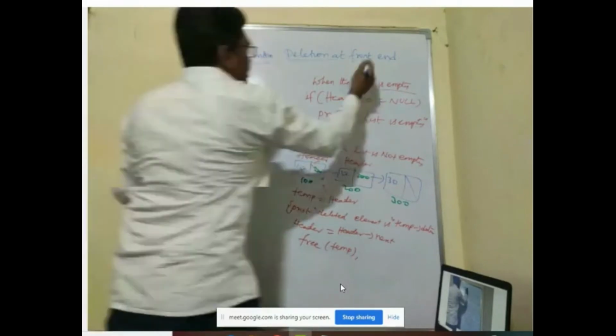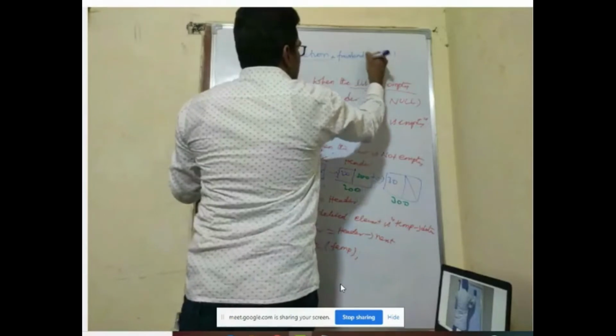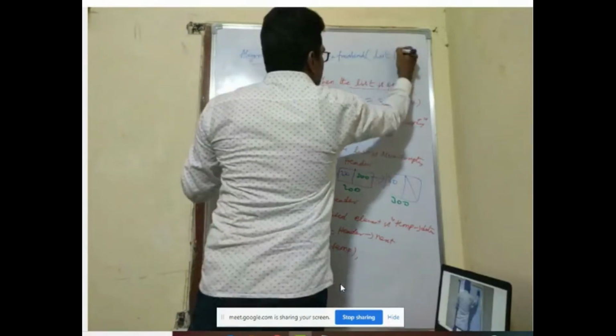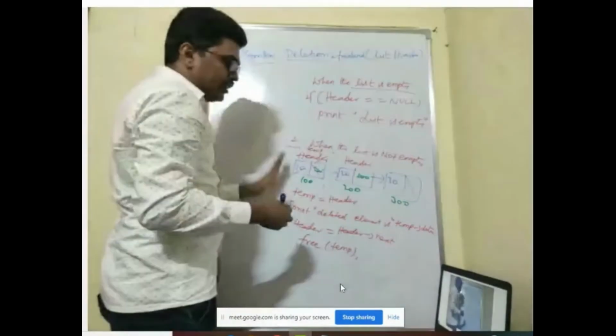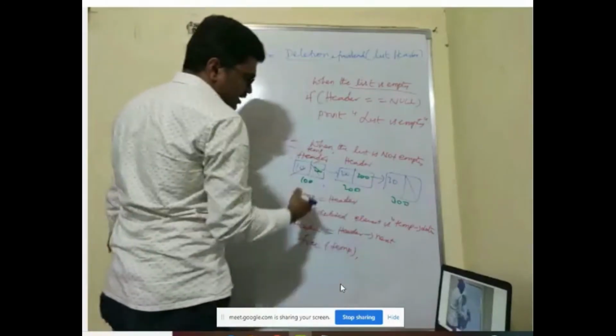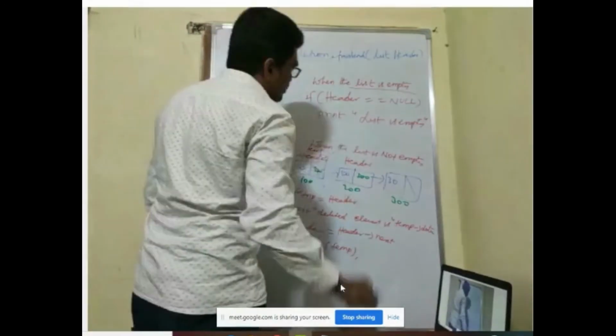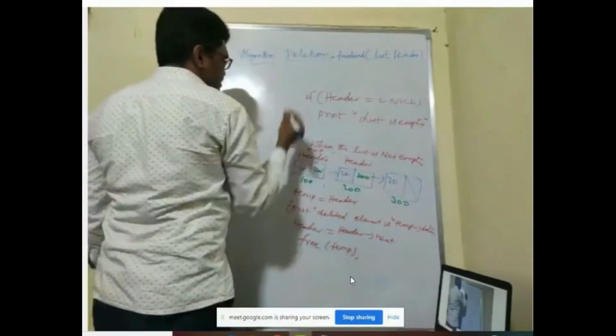Okay, deletion at the front end, same thing: list, header. No need of any item, you are not inserting anything, you are going to delete. So now, before you delete, that's it. This is your first step.